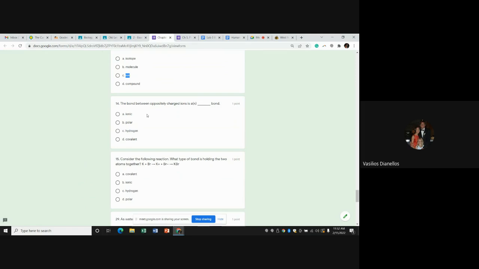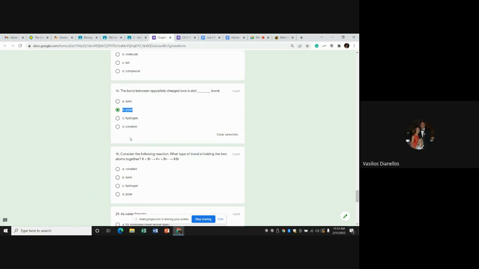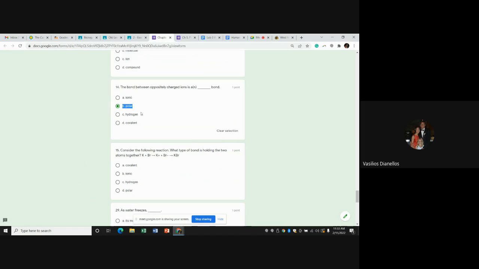The bond between the oppositely charged ions is what? This should be very easy. It's in the name. It's an ionic bond. And again, like I've said earlier, polar bond doesn't even exist. So if you choose that, you're going to lose extra points. Don't ever choose polar bond. Polar bond is not a thing. The only bonds are ionic, hydrogen, and covalent. So if you see anything other than ionic, hydrogen, or covalent, don't choose it because you will lose extra points for that.